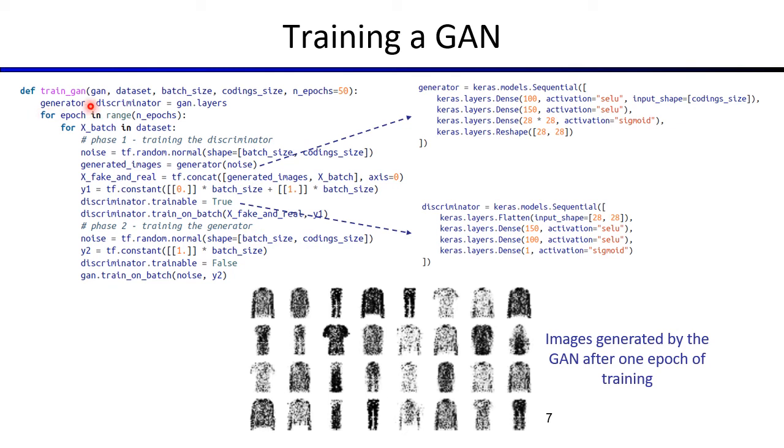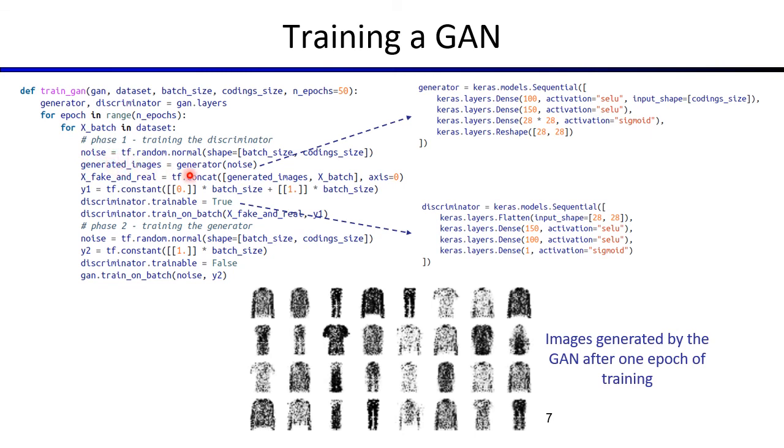So we pass to our function the GAN, which is a compiled network made up of the generator and the discriminator. We give it the dataset, the batch size, which is the number of images that we train on in each step, the coding size, which is the size of our noise vector, and the number of epochs, which is the number of times that we are going to train on the entire dataset. So what we do is that we split our GAN into the discriminator and the generator. Then, for each batch in the dataset and for each epoch in our entire number of epochs, we do the following. First, we create an array of noise.